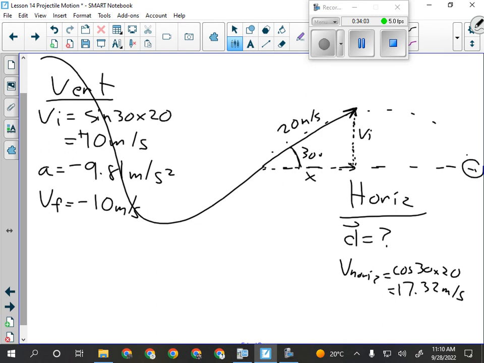And I'm looking for the horizontal distance or displacement. What do I need? Time. We're always looking for time, both figuratively and literally. We're looking for time here because it's the one thing that can go vertically and horizontally. So can I find the time with my vertical information? Yes.